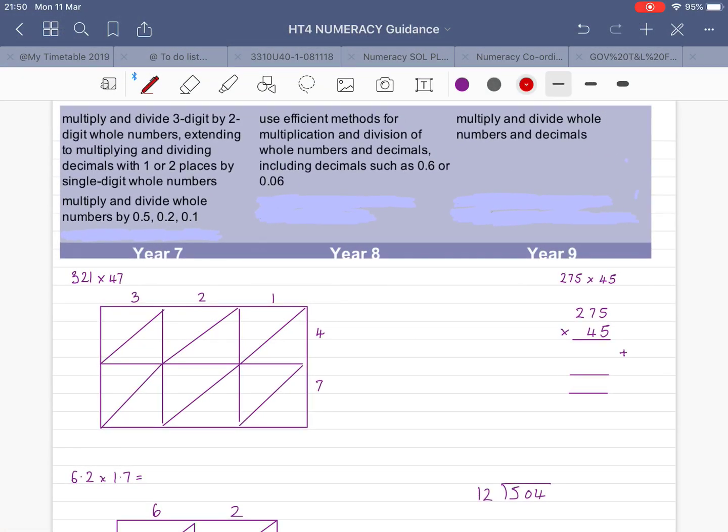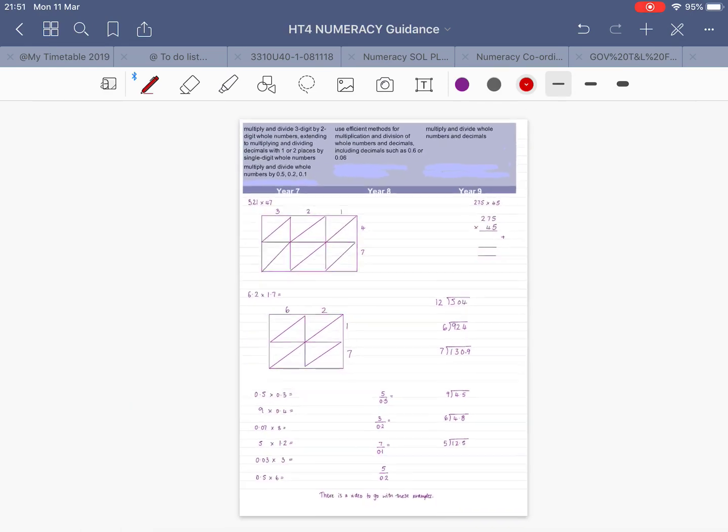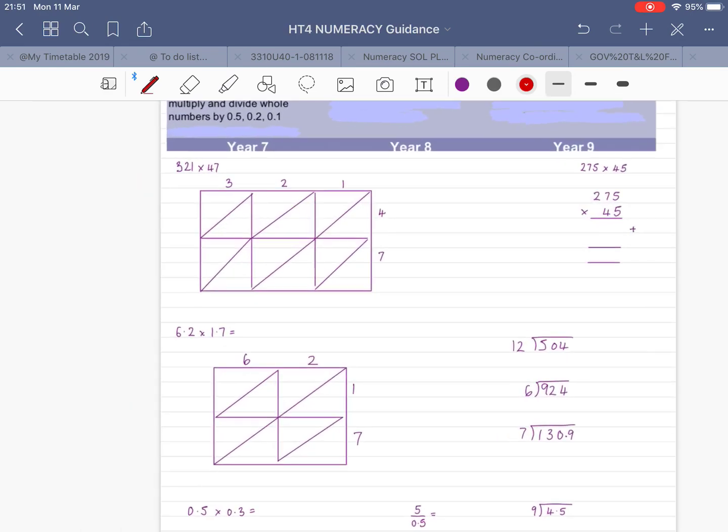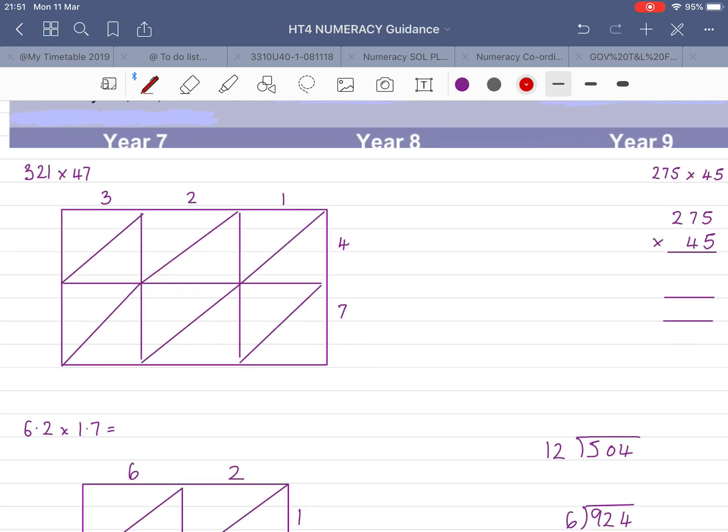Okay, so looking at multiplication and division for 3-digit, 2-digit numbers and some avoiding decimals, we've got a page of examples to work through here. First of all, this is the Chinese grid method. I've already drawn the grid up with 321 across the top, 47 down the side. This grid can be varied in size depending on how many digits your numbers have.